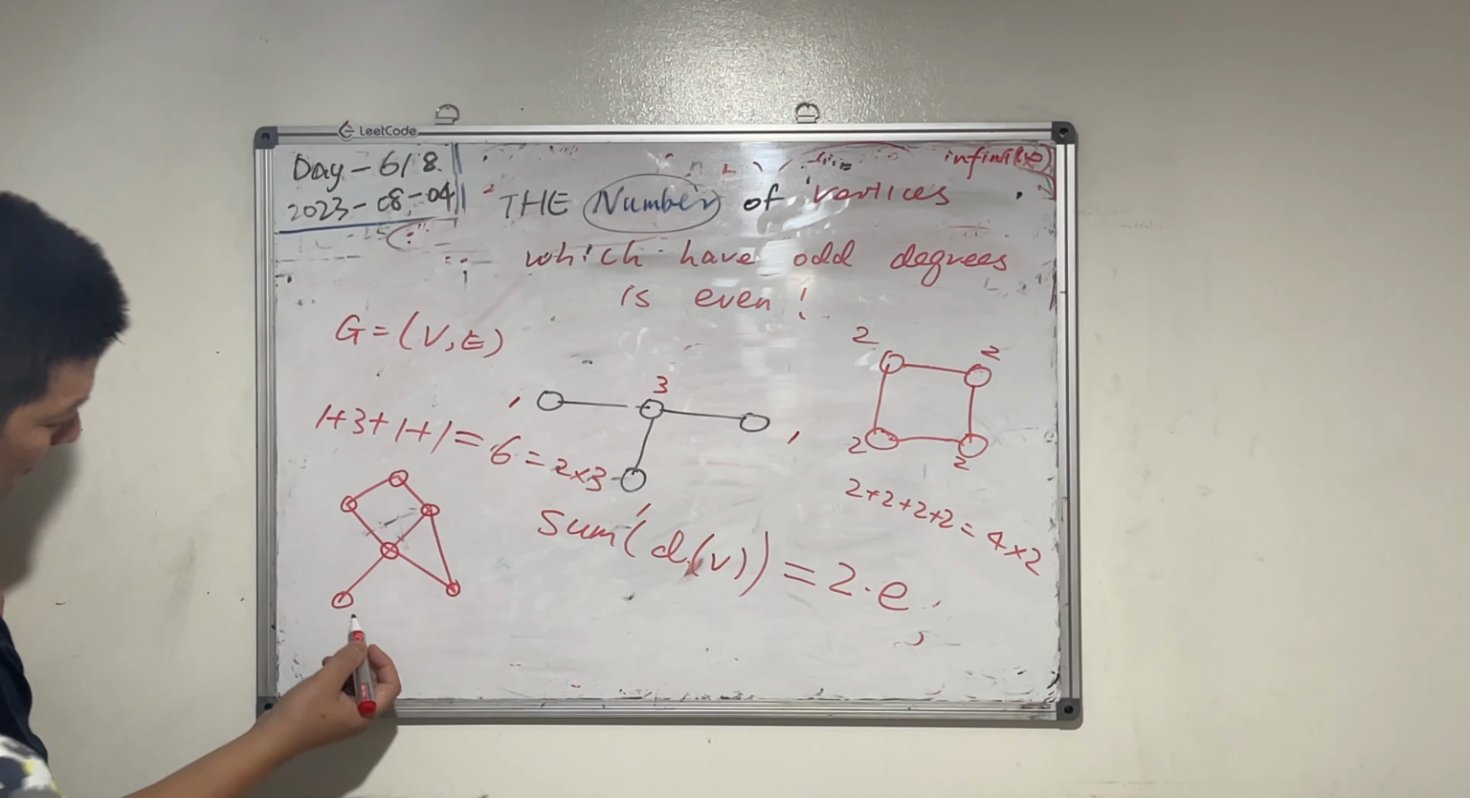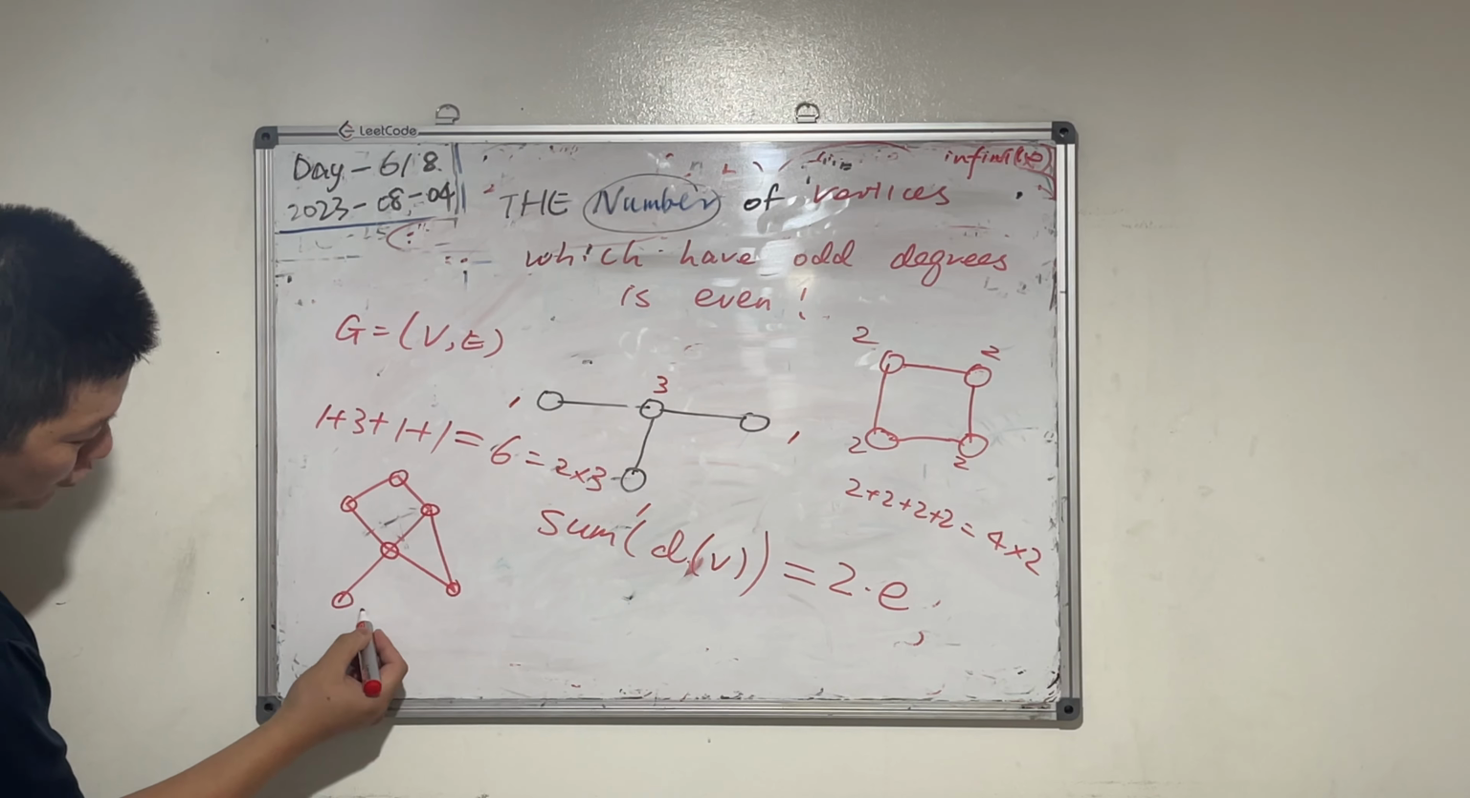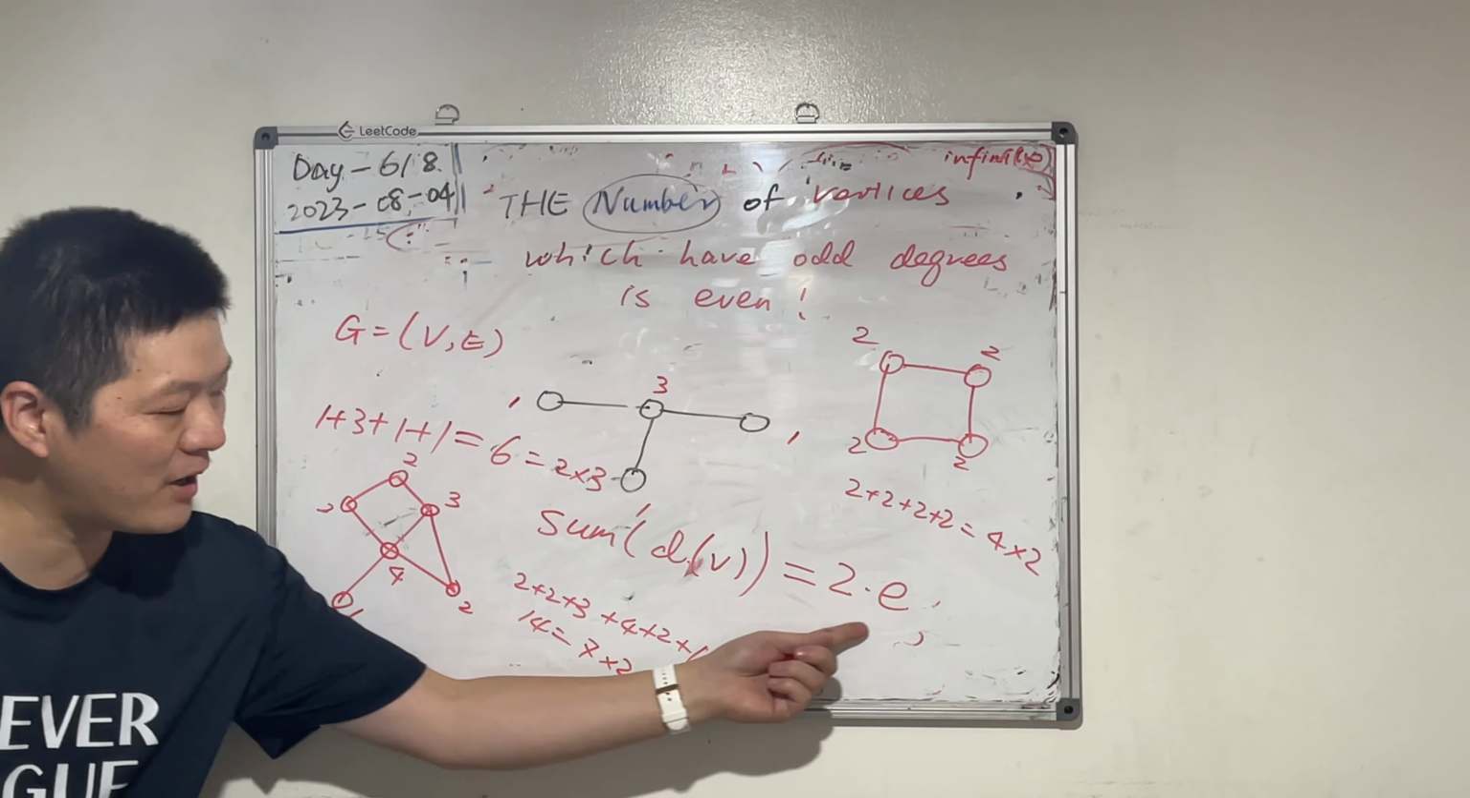Look, the degrees are 1, 2, 2, 2, 1, 2, 3, 3, 1, 2, 3, 4, 4, right? 2 plus 2 plus 3 plus 4 plus 2 plus 1. What's this number? 14, I think. 14, yes. 14 equals how many edges? 1, 2, 3, 4, 5, 6, 7. 7 times 2. It's always the number of edges times 2.